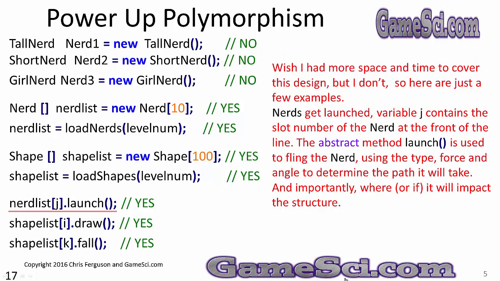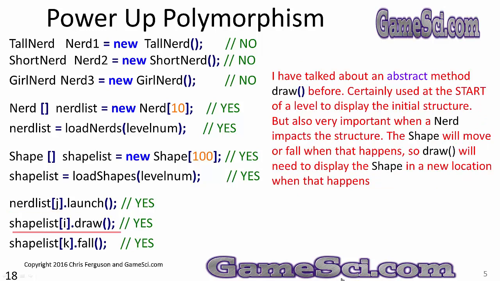So here are just a few examples. Nerds get launched. Variable j contains a slot number of the nerd at the front of the line. An abstract method launch is used to fling the nerd, using the type, force, and angle to determine the path it will take. And importantly, where or if it will impact the structure.